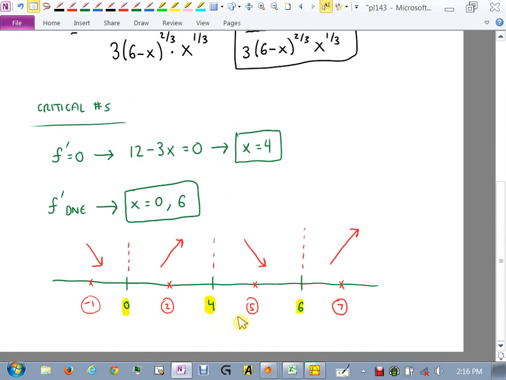So for trying to figure out where it's increasing and decreasing, I just need to look at these arrows. And then for max and min, I'm just going to look for the changes. So where is this function increasing? 0 to 4, union 6 to infinity. Where is it decreasing? -infinity to 0, and 4 to 6.